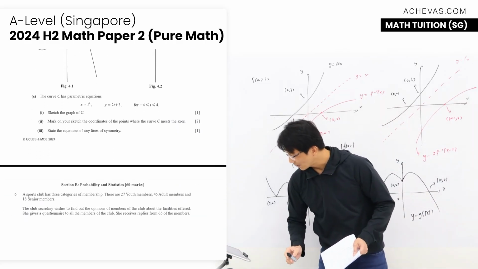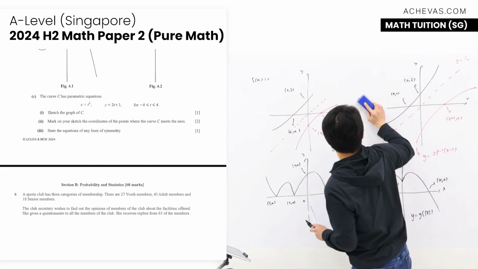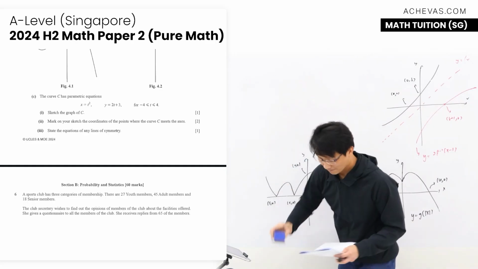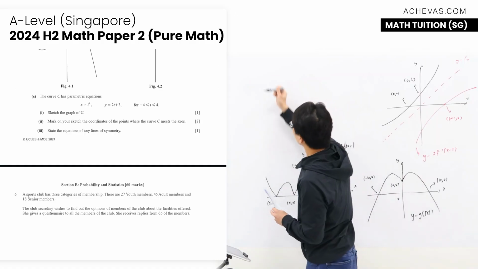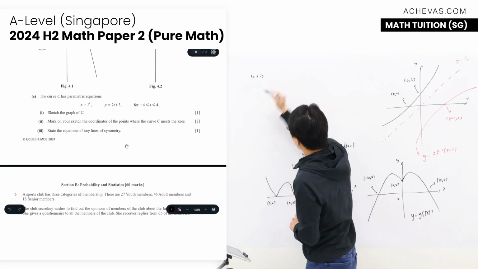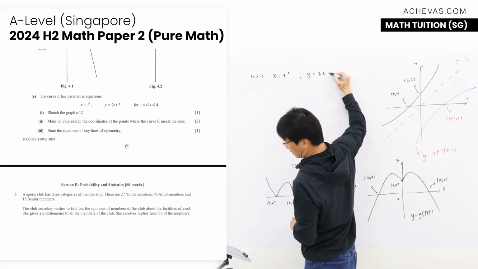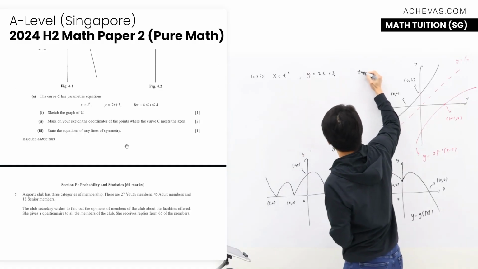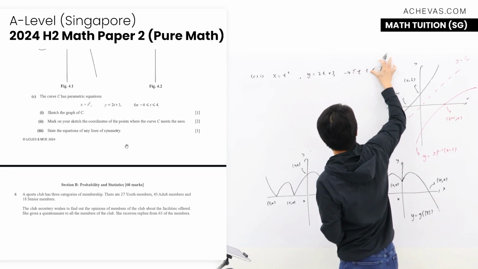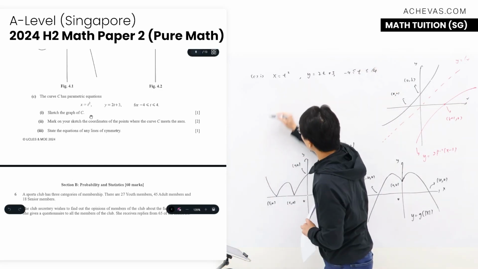Okay, now let's take a look at part C of this question. All right, we are given the parametric equation x equal to 3t squared and y equal to 2t plus 3, and the values of t given to us is between -4 and 4. All right, and we are supposed to sketch the graph.